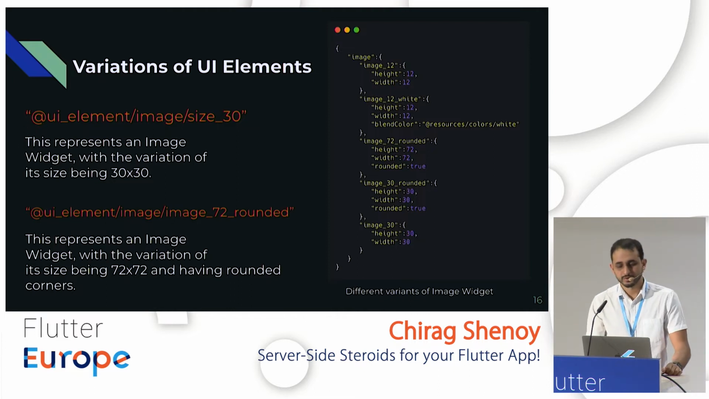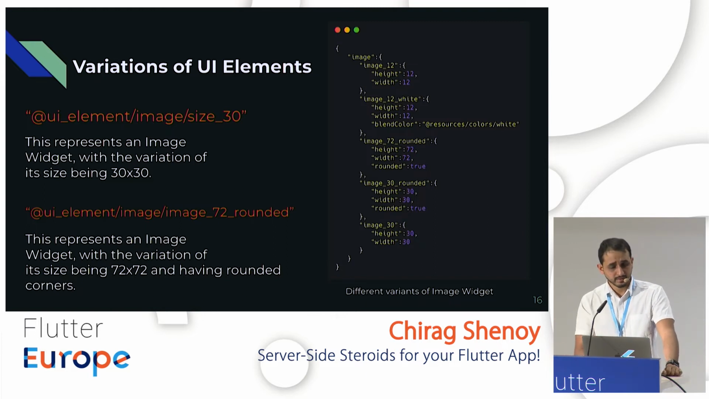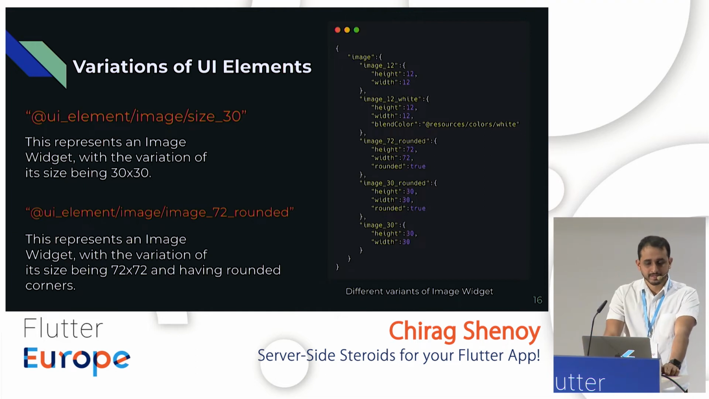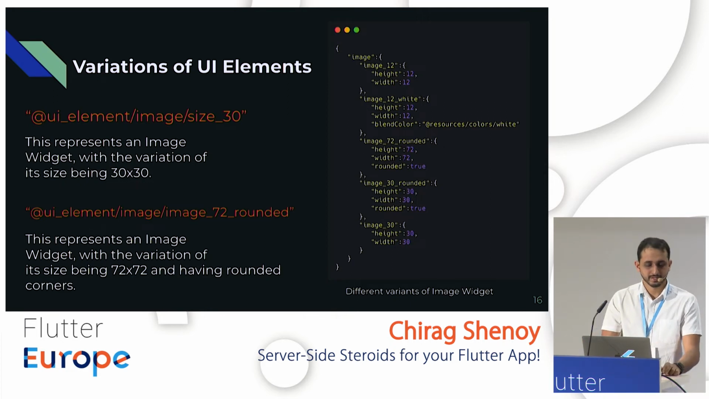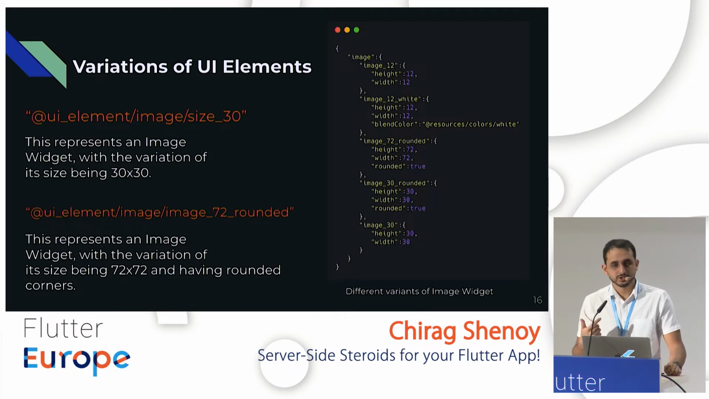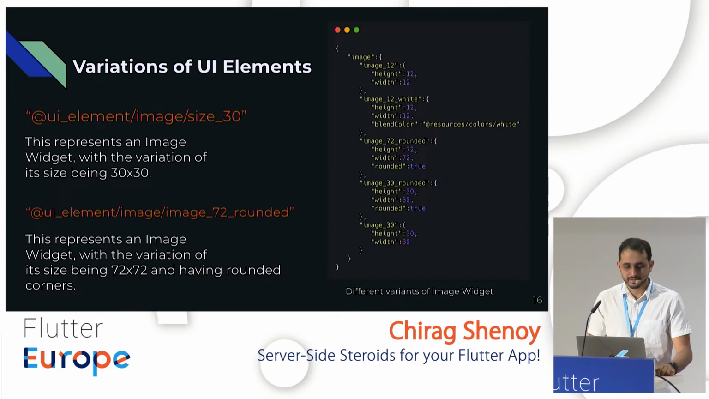You can see in the first example on the right side in the JSON, it says image 12 and its height and width are 12. And on the left side, you can see the examples. Like it says @UI element image size 30. It represents an image widget with the variation of its size being 30 and 30. So for each Flutter component, each Flutter widget that's out there, we can create all its variations as well. Say it's a row, we can have a row with different variations, different alignment across its axes, and so on.